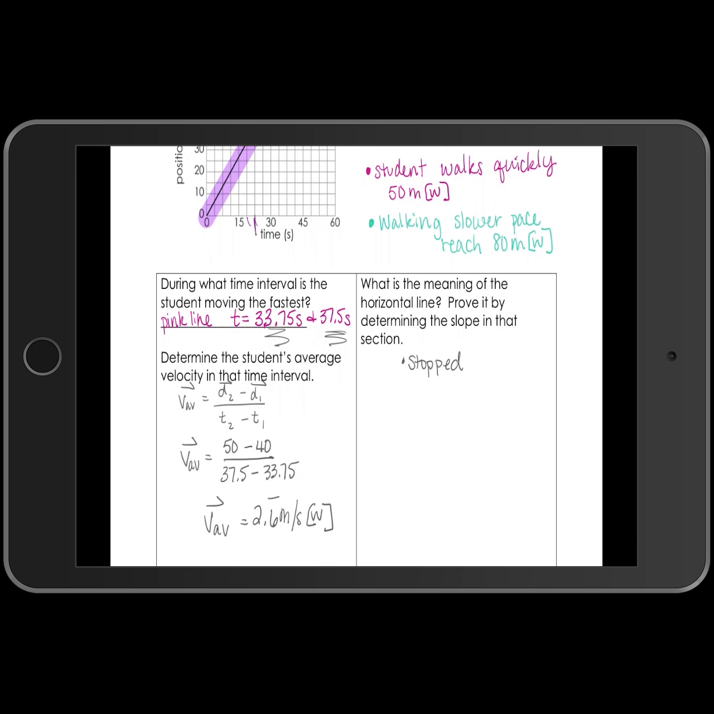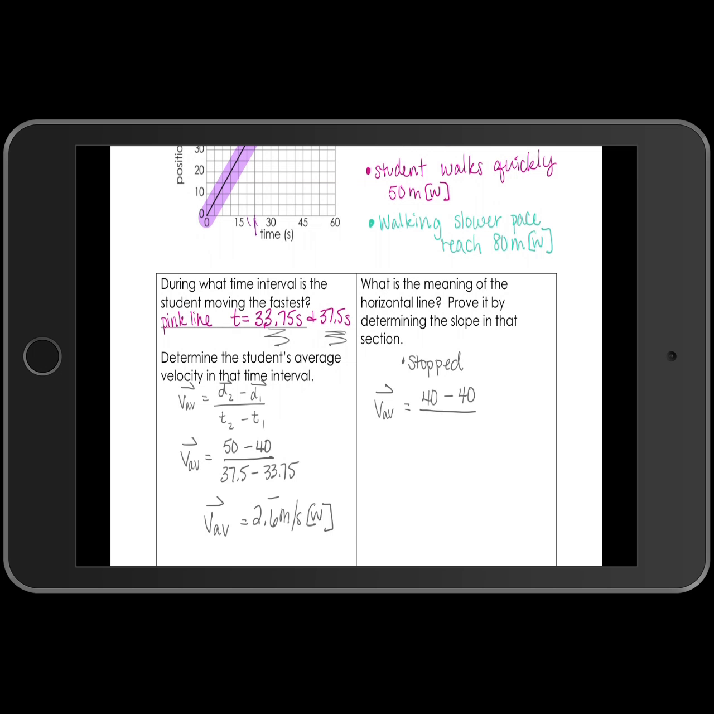Okay, but to prove this, we can find the slope, which would tell us the velocity of that person. So for the average velocity, we have d2 minus d1 all over t2 minus t1. I'm just going to plug in the numbers. They were at position 40, and at the end, they were still at position 40.